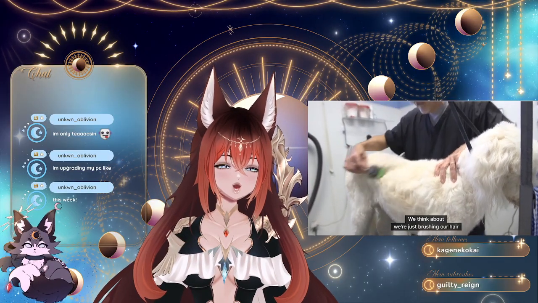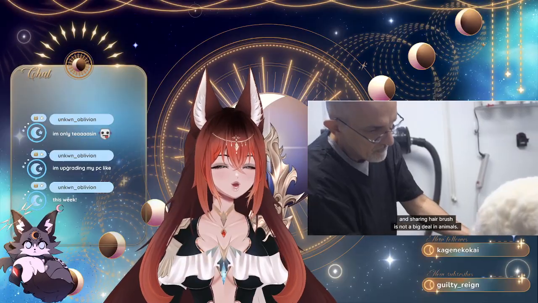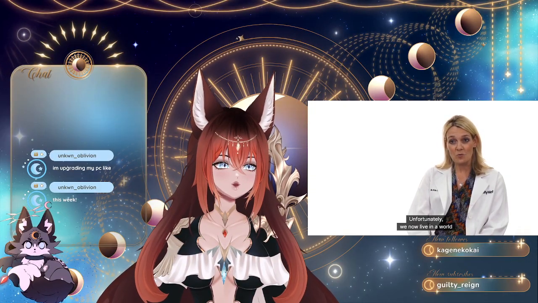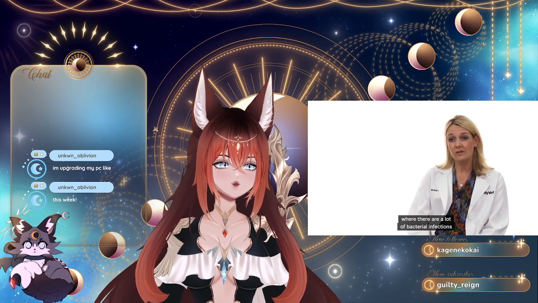We think about we're just I wish we brushing had our like hair a little and station sharing like hairbrush that is not at my a vet. big deal in animals. I feel like unfortunately, we now we'd live in a world be where a there bit are better a with lot groomers, but of we also have our bacterial own groomers.